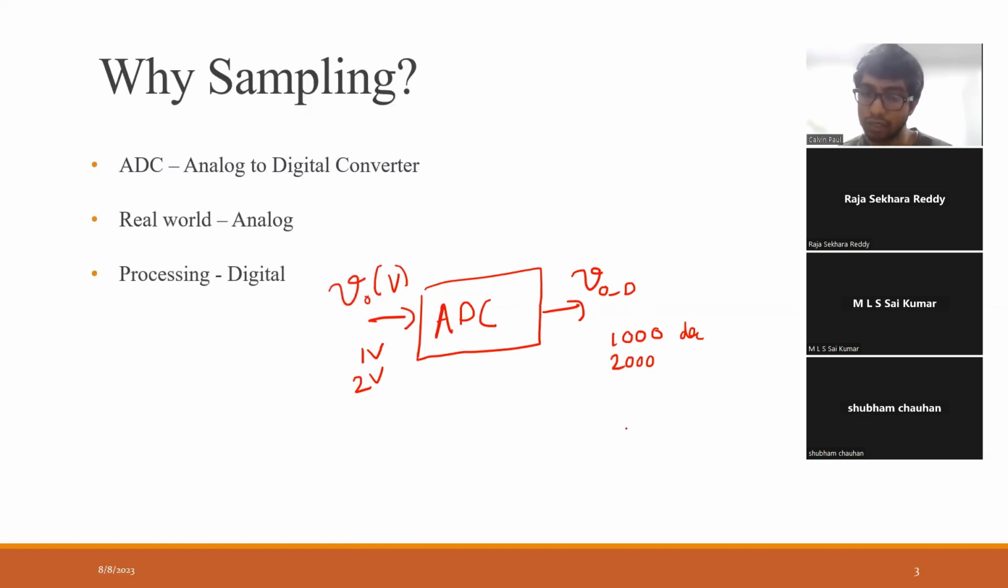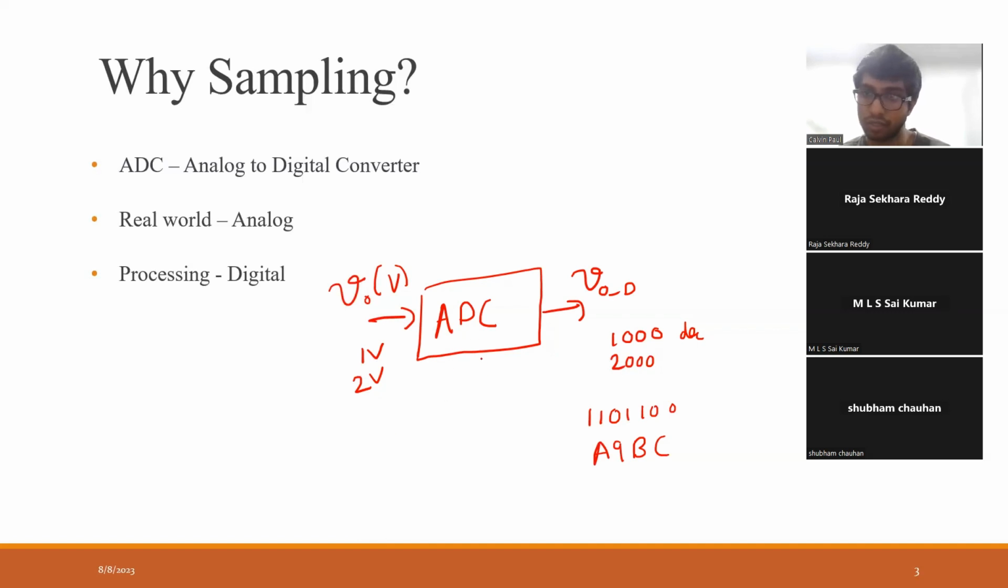Now this 1000 could be in bits. If it was in bits, it could be like 110110. It could be in hex also, like A, 9, B, C, etc. That depends on the number of bits.